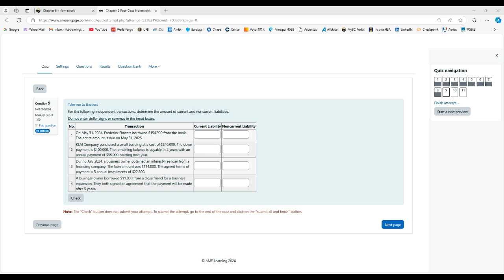When it comes to the liabilities, current and non-current, you really almost always will be just dealing with the non-current portion of long-term debt.